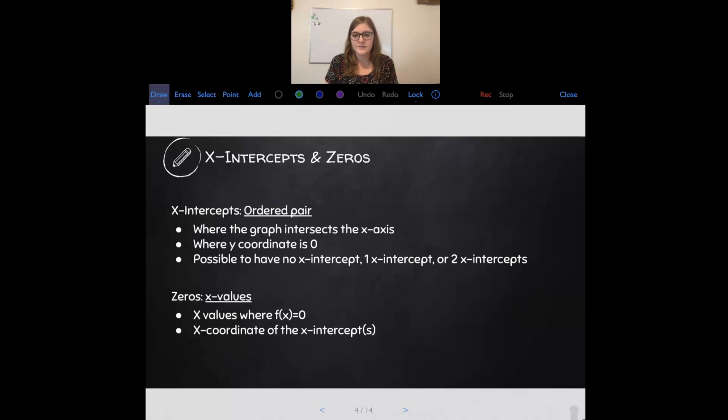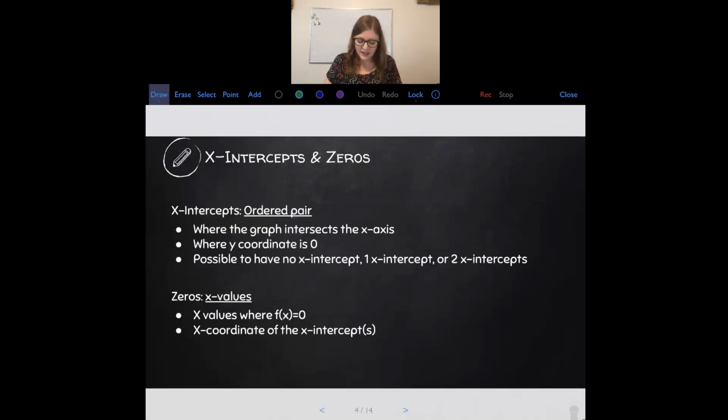X-intercepts and zeros of parabolas, which are quadratic functions. X-intercepts are ordered pairs. X-intercepts are where the graph intersects the x-axis. On the x-axis, y is equal to 0, so the y-coordinate of the intercept is 0. And it's possible to have no x-intercept, one x-intercept, or two x-intercepts, and we'll see that as we go through the examples.